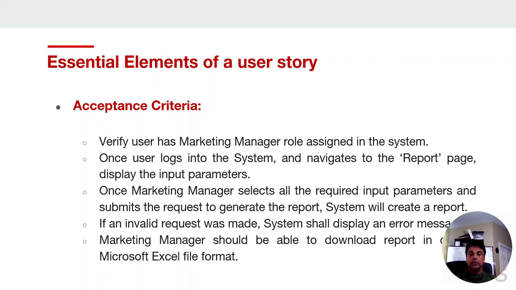So again, this is not a very detailed way of writing acceptance criteria. In the real world, I would get into more details and more specifics, for example, what type of error message the system will display, right? What is the format of the report? All that can also be added to the story. Now that brings me to the next part, which is the supplementary details.